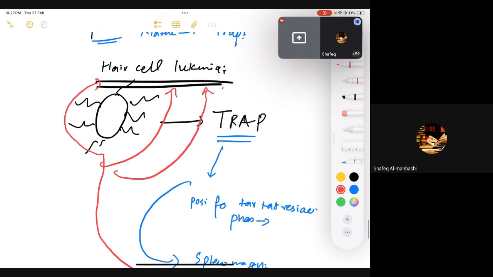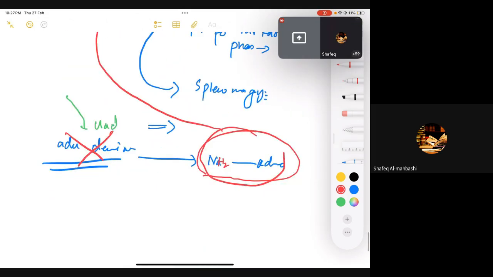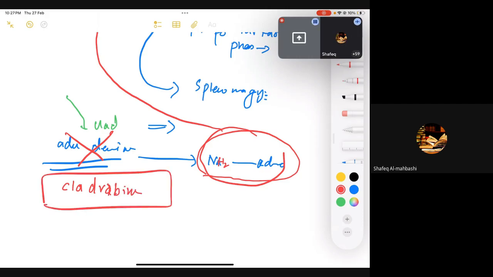What is the name of the medicine? Can you write it down, Doc? Okay, so the name is cladribine, right? Okay. Doc, can you just repeat what you said about that ADA and cladribine?